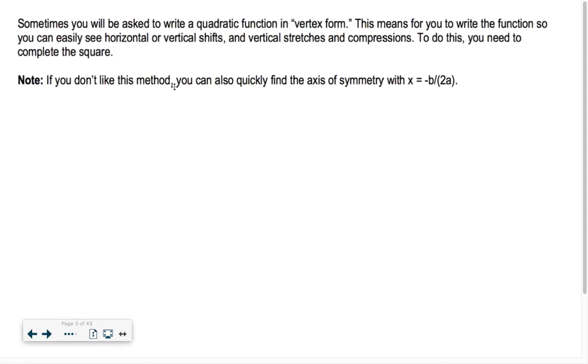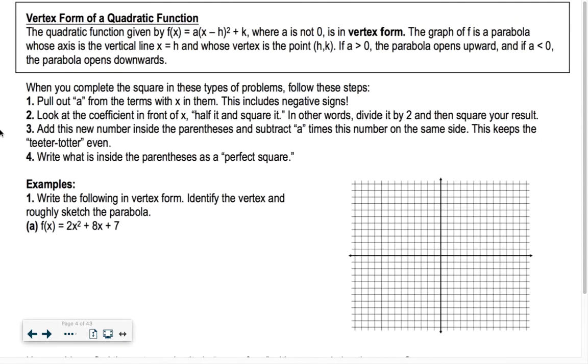So it says if you don't like this method, you can also quickly find the axis of symmetry and then the vertex, right? So you can find the vertex, how much it's moved over and up, using x equals negative b over 2a. So we did that yesterday. Okay, so the vertex form of a quadratic function. So this is what I was saying your book calls standard form. But I don't really like that they call it standard form because it's not really standard form. It is f of x equals a times x minus h squared plus k, where a is not 0.